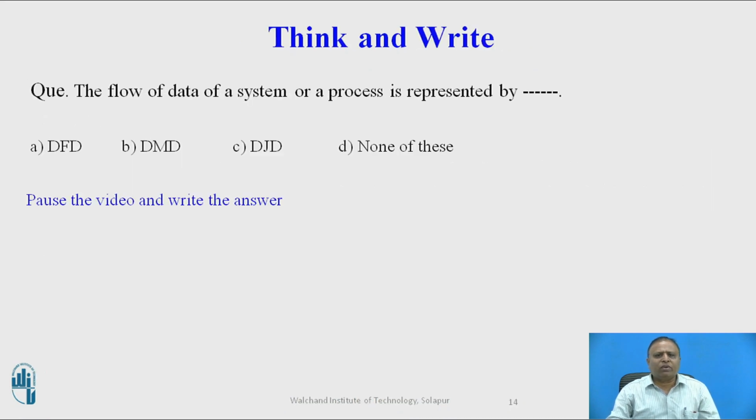Now I am going to ask one question to all the students. The flow of data of a system or a process is represented by dash. Option A DFD, option B DMD, option C DJD, option D none of these. Pause the video and write the answer. The correct answer is A, DFD. The flow of data of a system or a process is represented by DFD, data flow diagram.